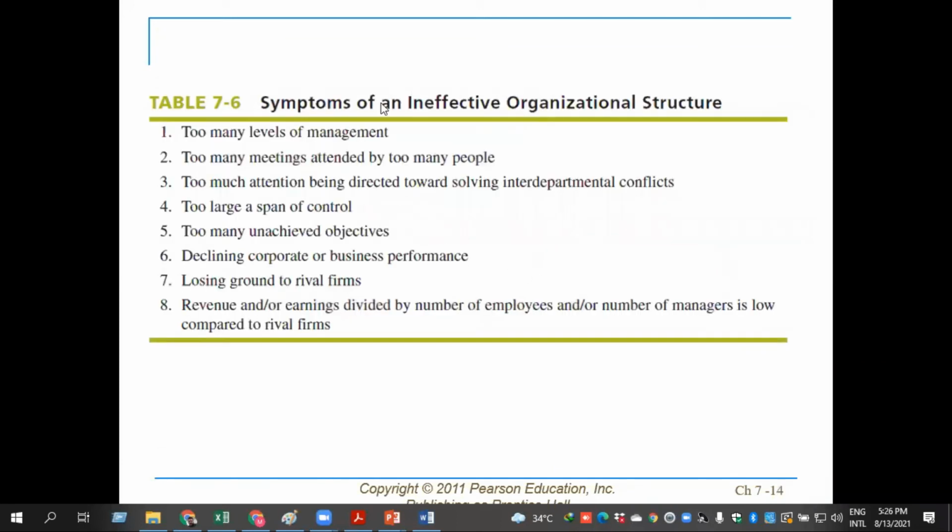The symptoms of an ineffective organization structure, I think you have to go through by yourself. What are the symptoms that the organization structure has become ineffective? Too many levels of management, too many meetings. I think this does not need to be explained one by one, because these are very self-explanatory points. You can ask any question from this slide wherever and whenever you want.